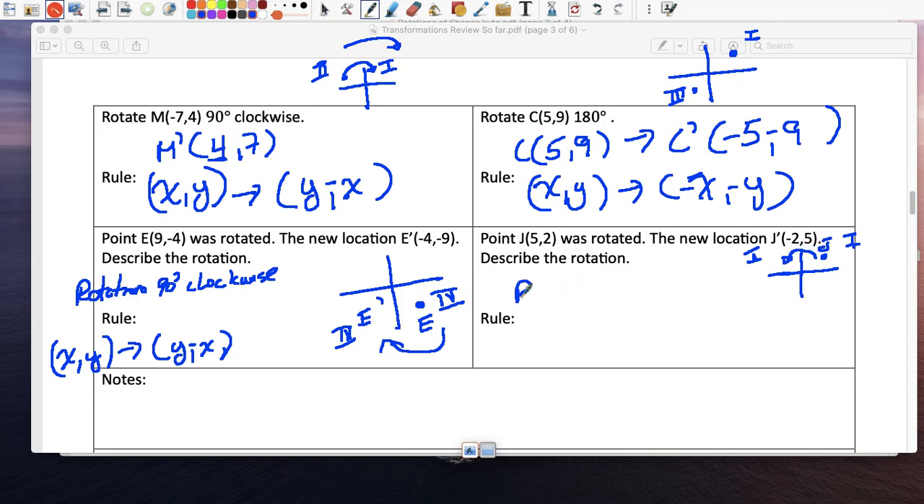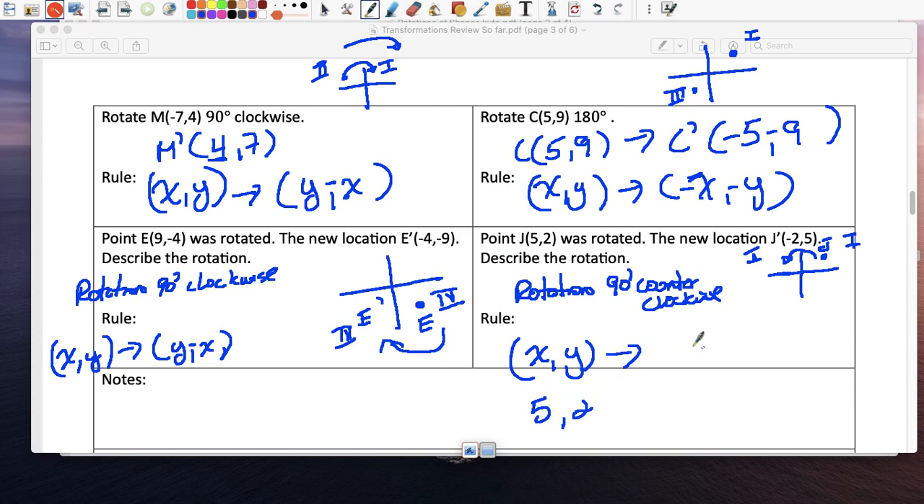So we know that it was a rotation, and it traveled 1 quadrant over, so it's 90 degrees counterclockwise this time. Counterclockwise. So what was the rule? Well, xy. So look at xy, 5 and 2, right? And it became yx, so it becomes -2 and 5. Notice that this x and this x is the same, so that didn't change. But the y, which was 2, is now -2.